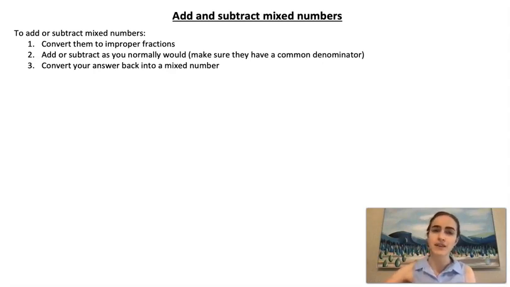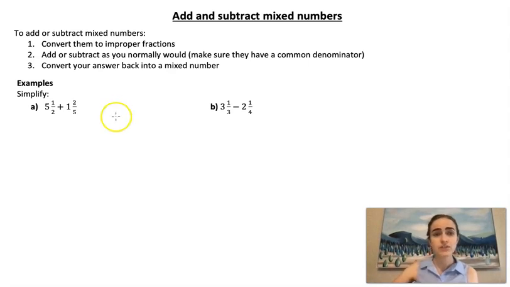Now, we've done that step before in other lessons. The third step is once we've added or subtracted them, then we're going to convert our answer back into a mixed numeral. So whichever form our question was in, that's the form we want to give our answer in as well. Now, this isn't the only method you can use to solve these sorts of problems, but this method will always work. So that's the one we're going to have a look at today. Let's have a look at some examples.